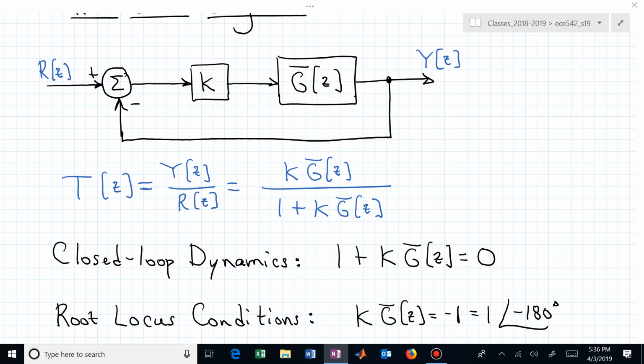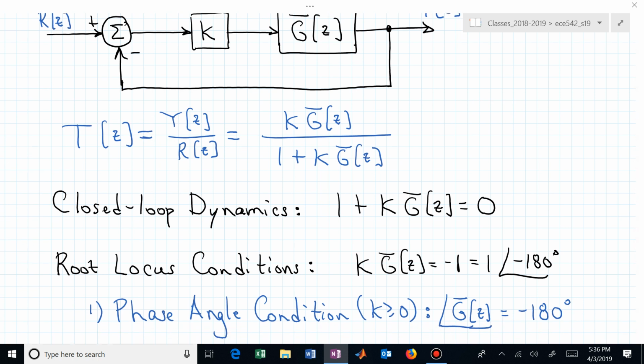And all of your root locus conditions or rules, well, we'll have two conditions, and all of our rules for sketching the root locus will be derived from or arise from those two conditions. The root locus conditions come from the closed loop dynamic equation, 1 plus k g bar of z. We solve that for k g bar by subtracting 1 from both sides of that equation. Minus 1 we can represent as having a magnitude of 1 and an angle of minus 180.